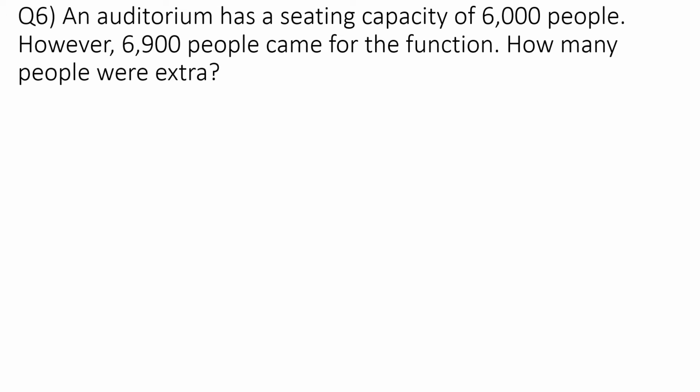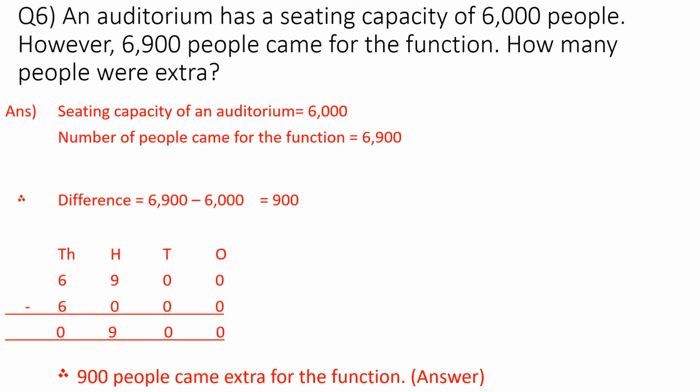Okay. So what will we do? Yes, we will do the subtraction. So let's start the statement. Sitting capacity of an auditorium is 6,000. You may see it's given in the question also. I am showing you here. The sitting capacity is 6,000 people. So write here 6,000. Now, number of people came for the function, that is 6,900. So we are writing here 6,900.